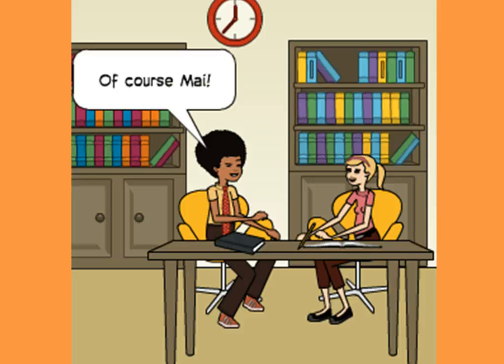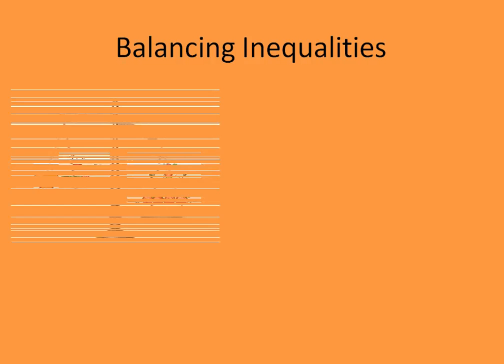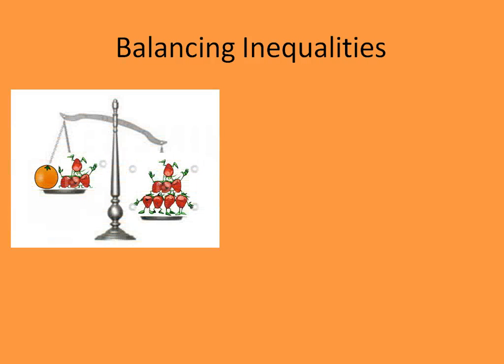Of course, Mai. Do you remember when Miss Avila said, we have a balance beam with fruit. On the left side of the balance beam, we have an orange and 4 strawberries. On the right side, we have 8 strawberries. Let the orange be our variable x and the strawberries are constants. The balance beam shows that an orange and 4 strawberries weigh less than 8 strawberries. We want to figure out how much the orange weighs compared to the strawberries.